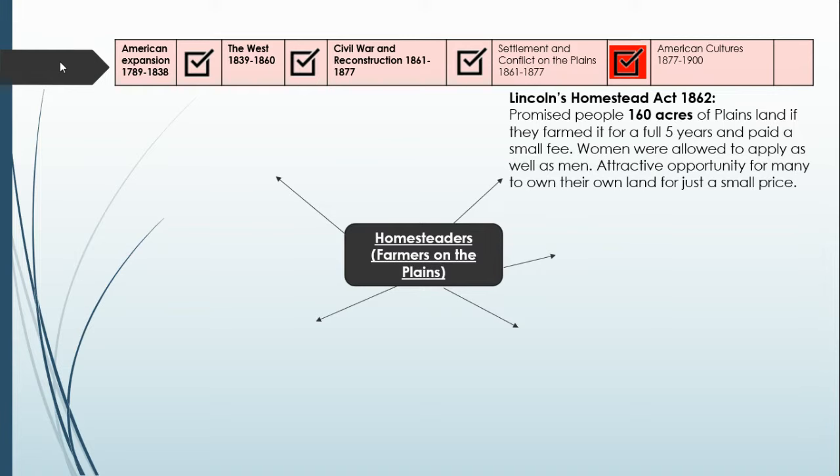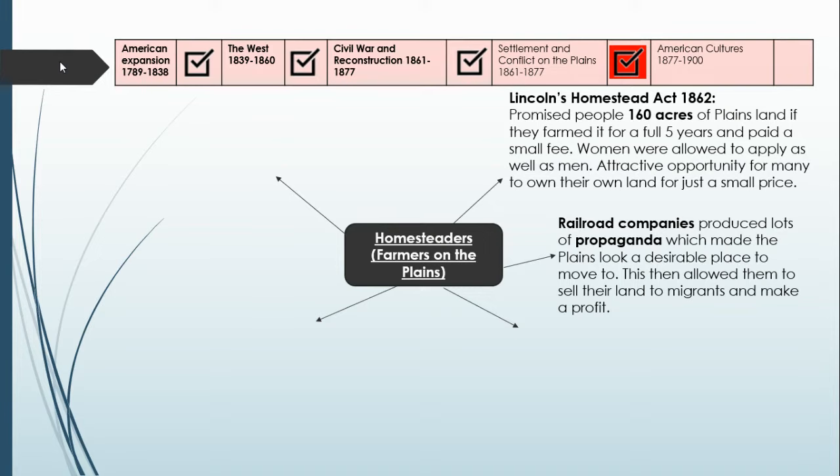It was giving people the right to own their own land and they didn't have to pay much money. They weren't going to get this opportunity in the East because land was becoming more expensive. So the Homestead Act was very, very appealing to many people. Women were also allowed to apply as well as men. It was also not cut off for African Americans. We're going to mention that later on, but it's worth noting that African Americans could also apply to own their own homestead or their own farm.